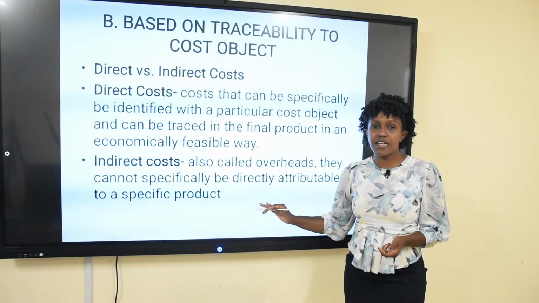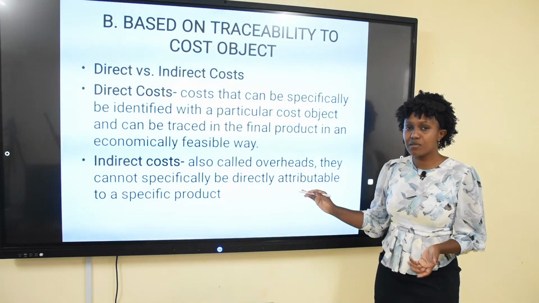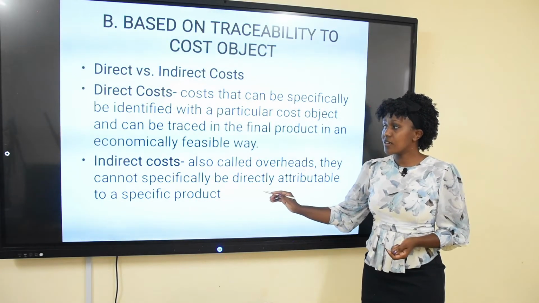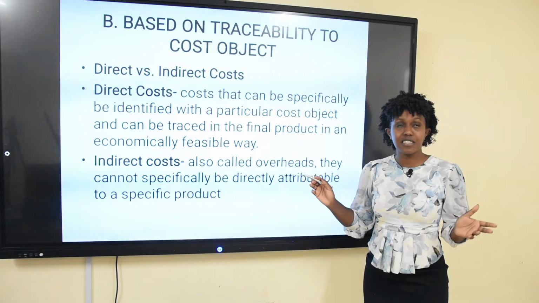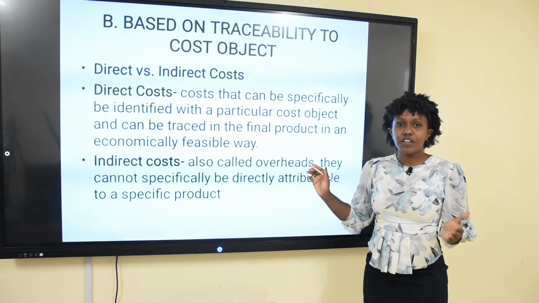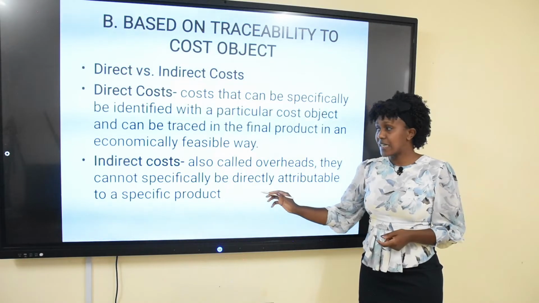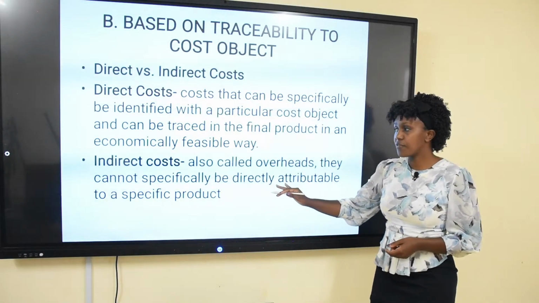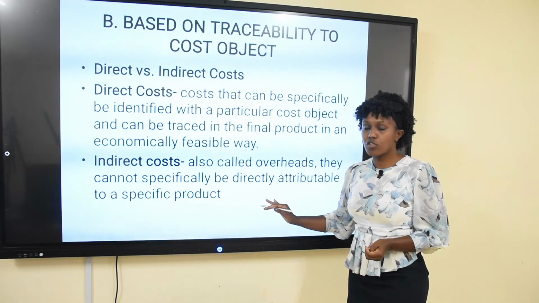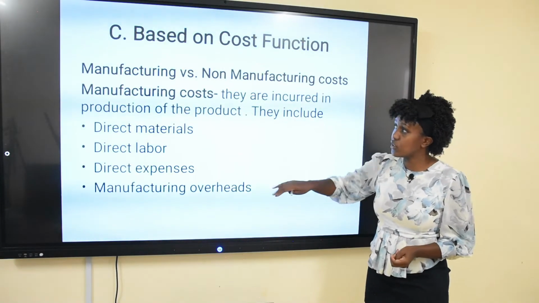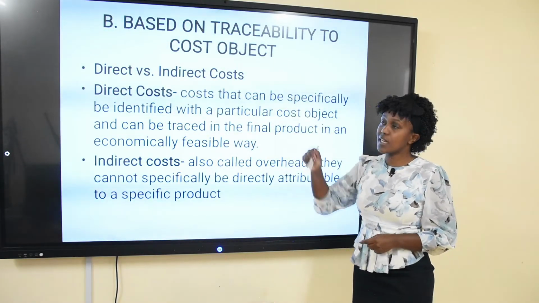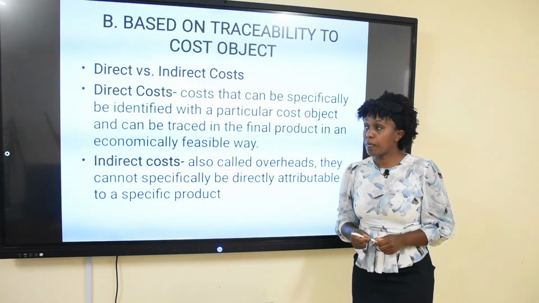Because the supervisor's salary cannot specifically be attributed to any of the products, it is a general cost. Again, there are also overheads like electricity. You can say we don't know how much of it was spent on every single product, therefore it is an indirect cost. So here we have indirect materials, indirect labor, and other indirect costs that cannot specifically be attributed to a certain product. And that is classification number B, our second classification of costs.